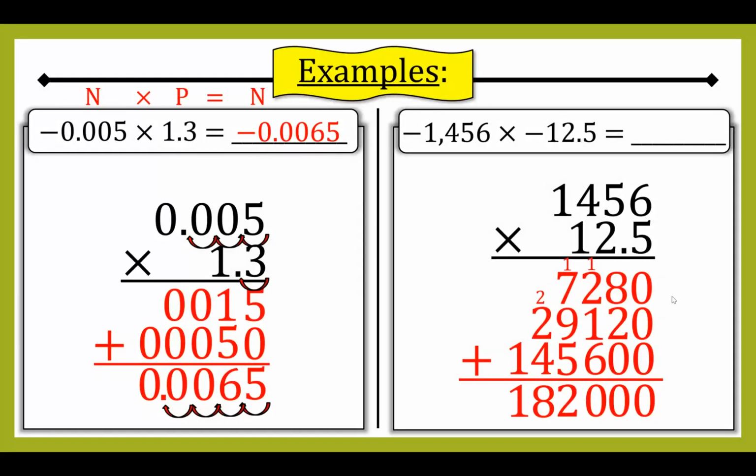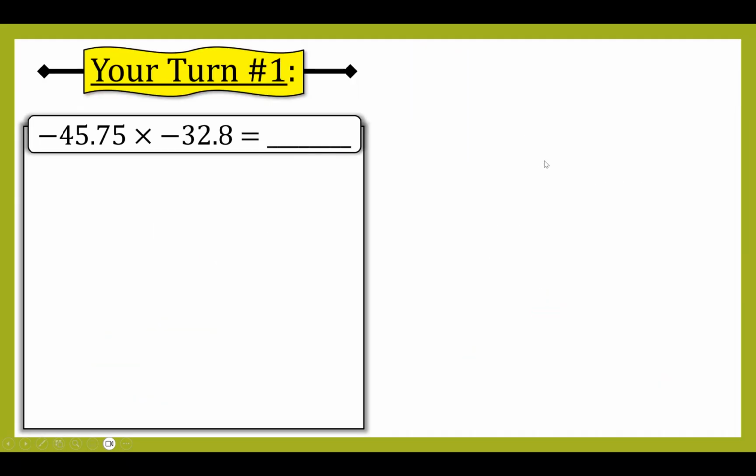I'm going to look at how many digits I have to the right of my decimal. So here I just have 1, so I'm going to add 1. And my answer is 18,200, but I'm going to ask myself, is it positive or negative? And so if I look up above, I have a negative times a negative. Well, I know a negative times a negative is equal to a positive. So my answer is positive. So therefore it is 18,200.